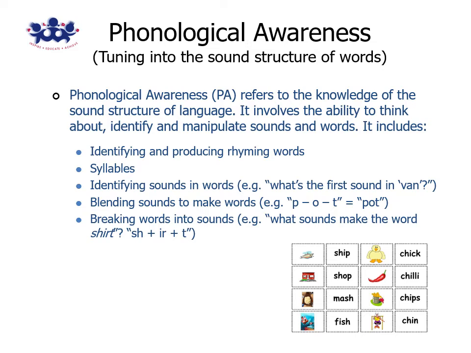Then we move on to what are called blending and segmenting goals. So blending sounds means putting them together to make words. So what word is this? Fish. And then segmenting or breaking words apart into its individual sounds. So for example, what are the sounds that make up the word shirt? Sh, And as students progress with their blending and segmenting skills, we practice with longer and more complex words, and so you may see these goals also set on your child's ILP.